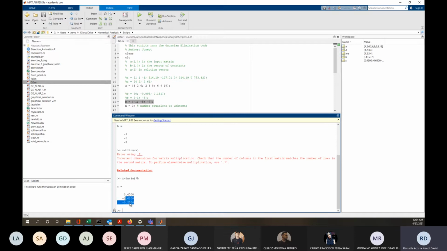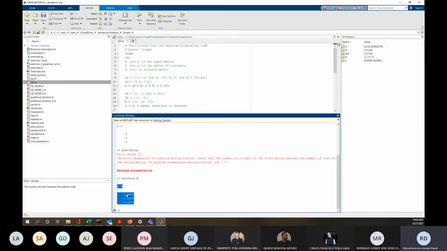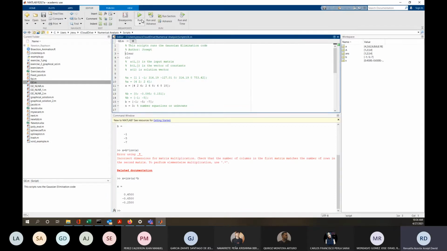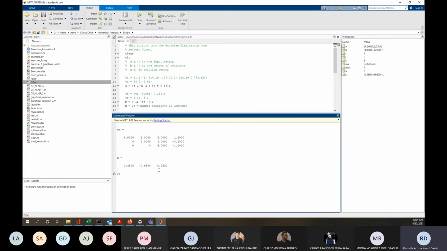Just remember this solution. Okay, I'm actually going to run it. So we have the solution 0.45, 0.65, and 0.25. So we solve it just by using this one. You see? It sounds actually straightforward. It's easier doing this, right? Because this is just the inverse of A times B.